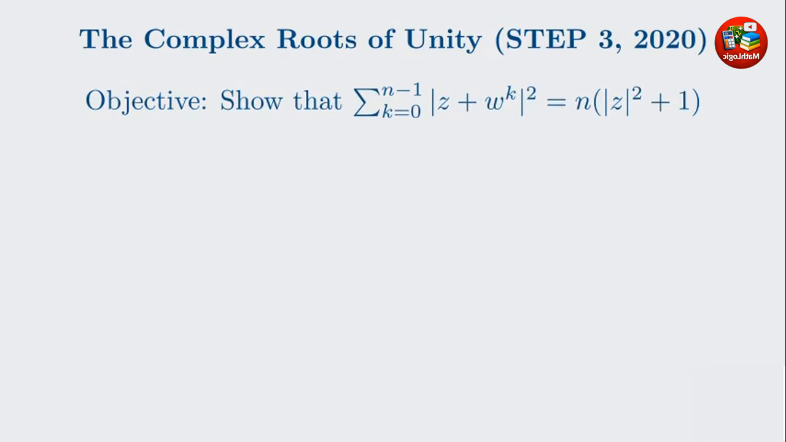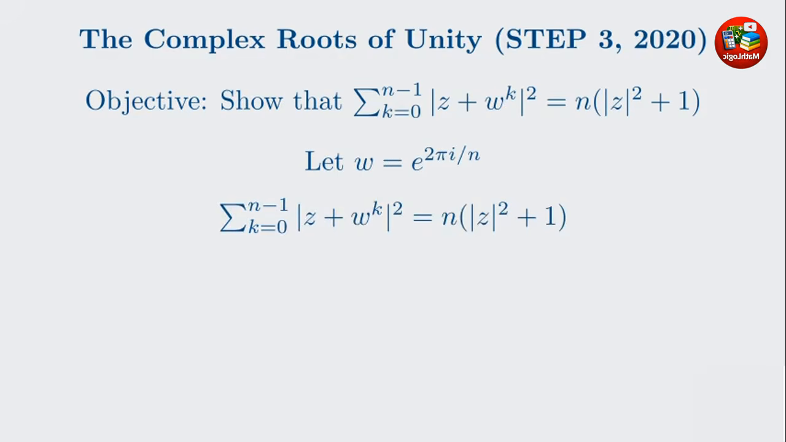We are given that w is an nth root of unity, meaning w equals e to the power of 2 pi i over n. We need to show that for any complex number z, the sum from k equals 0 to n minus 1 of the magnitude of z plus w to the power of k squared is equal to n times the quantity magnitude of z squared plus 1.